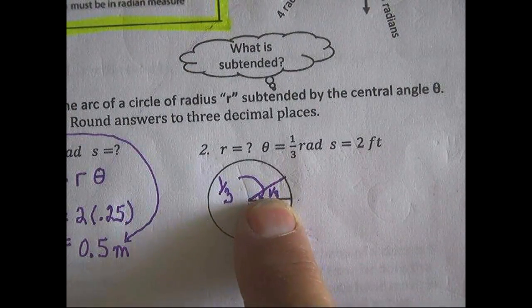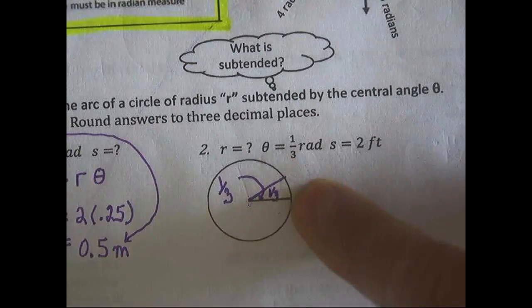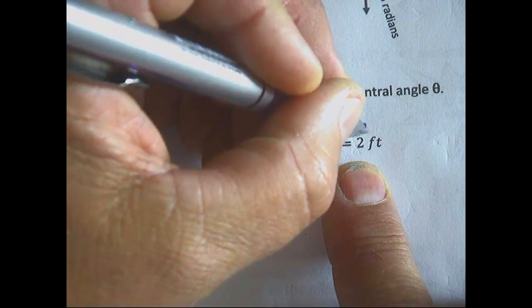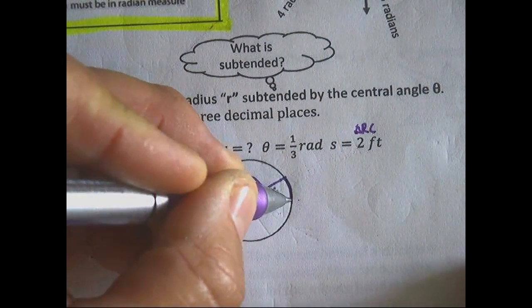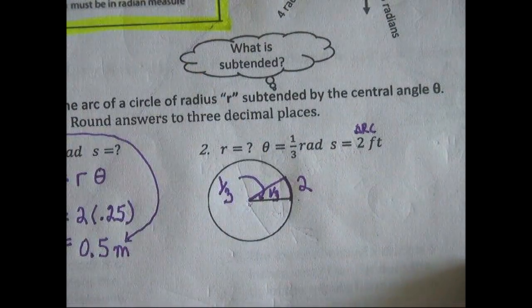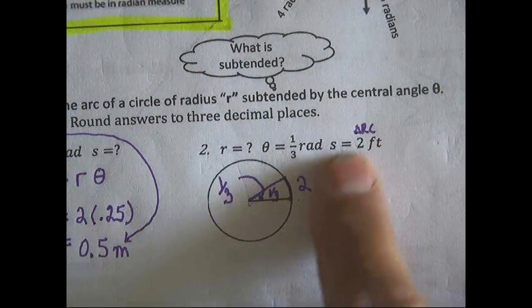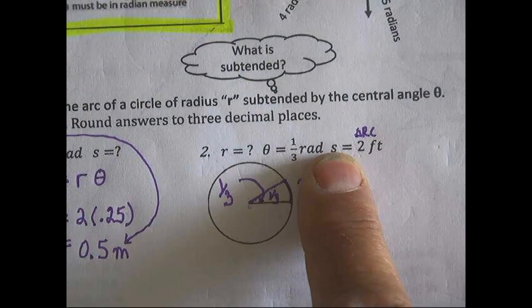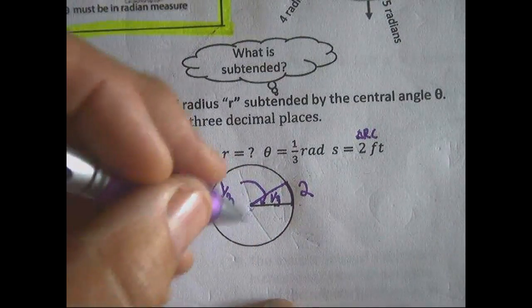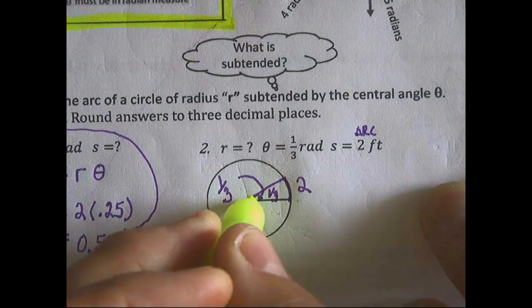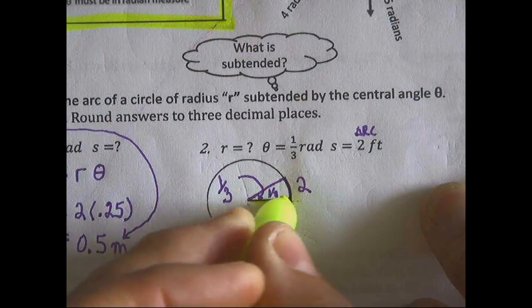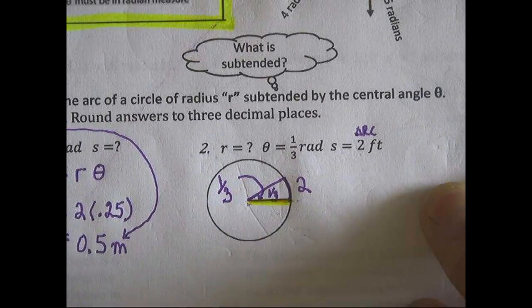That's 1/3 in there. Now S, that's the arc length. This is the arc. So that 2 is this length right here, because that's what S stands for. So the question is, now if I highlighted the part that we're trying to get, we're trying to find that. What's R?